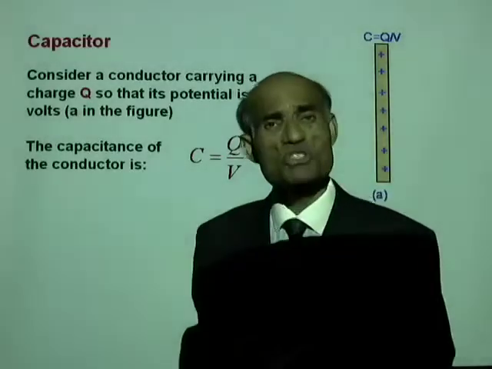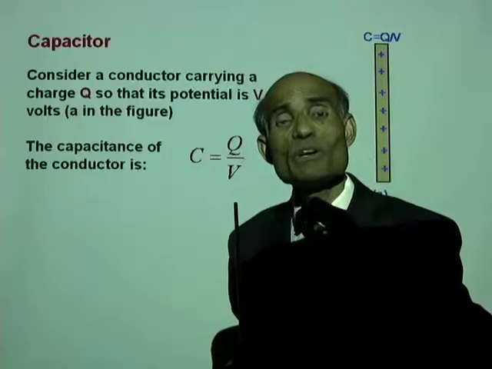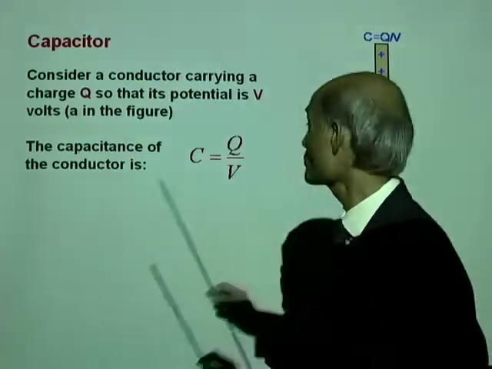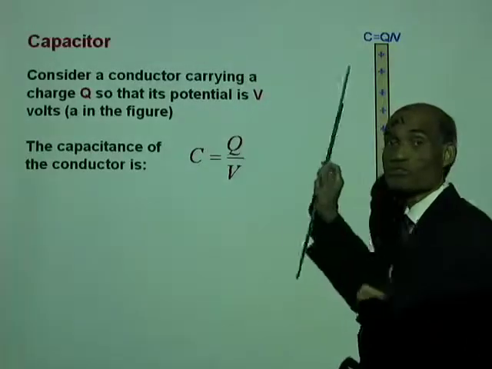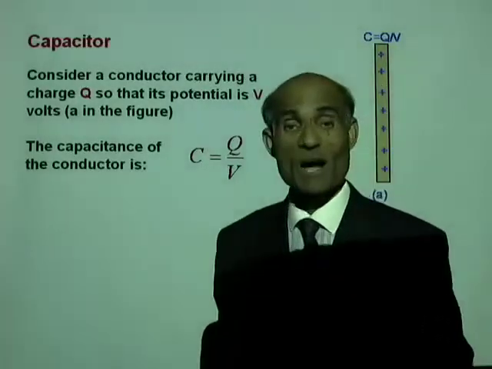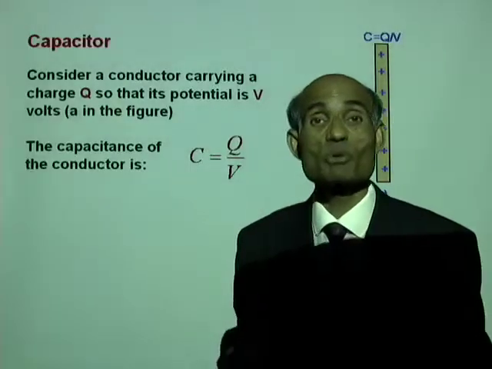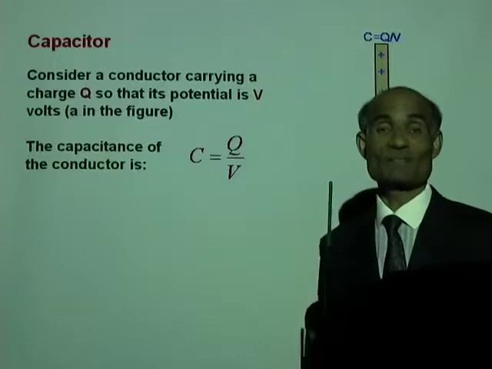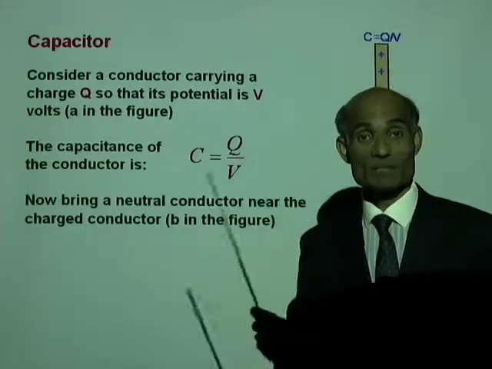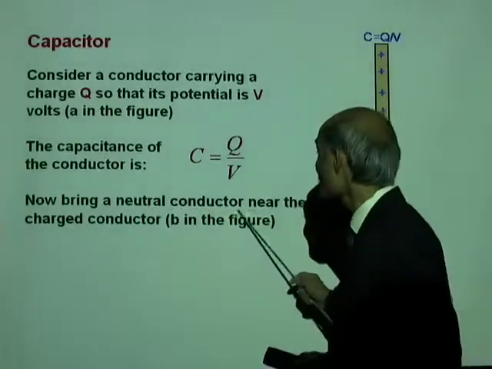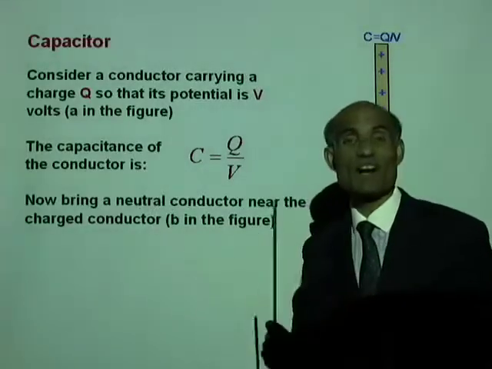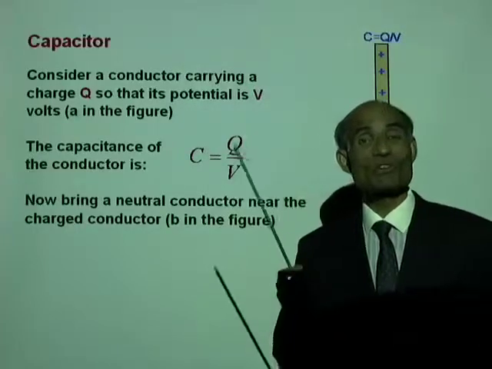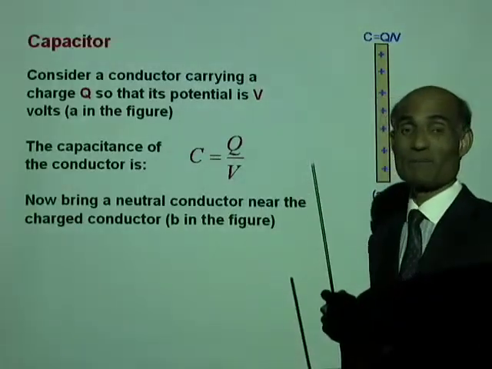Now, can you suggest a way we can lower the potential of a conductor? This conductor now has a positive potential V. How can you reduce its potential without reducing the amount of charge on it? Well, try this. Bring a neutral conductor near the charged conductor. What happens when a neutral conductor is brought near a charged conductor?